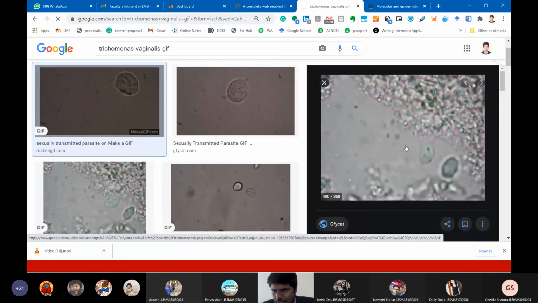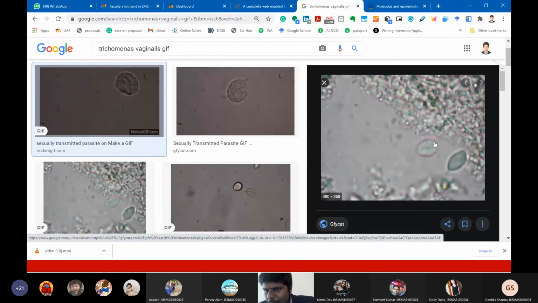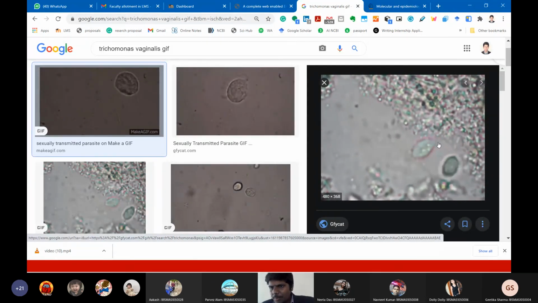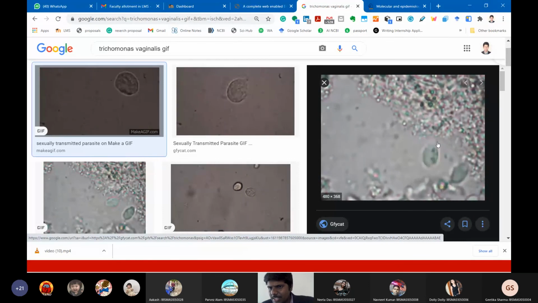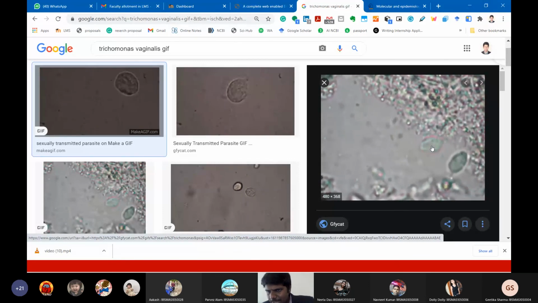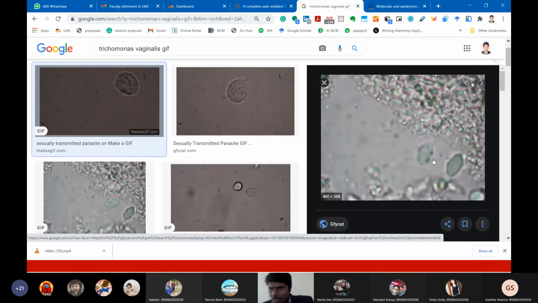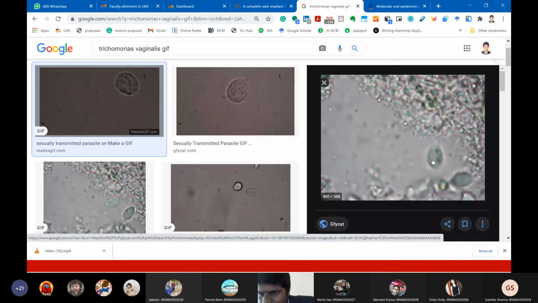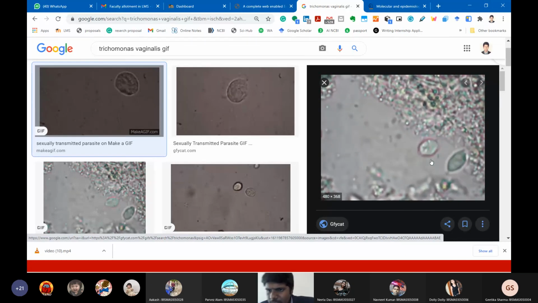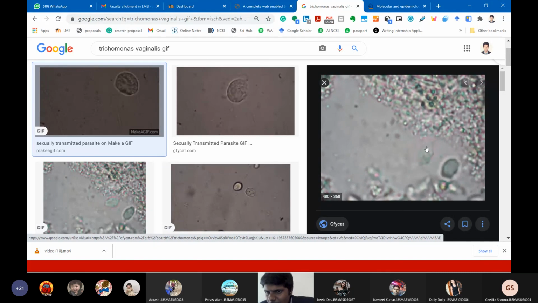See, you can see a jerky movement. Clearly you can see an axostyle and a very pointed posterior flagellum. So there is a single pointed posterior flagellum, and there is a nice jerky movement. And you can also see a costa now and then. So a costa is visible and it is going. You can see the costa at the periphery, and you can also see a small nucleus.